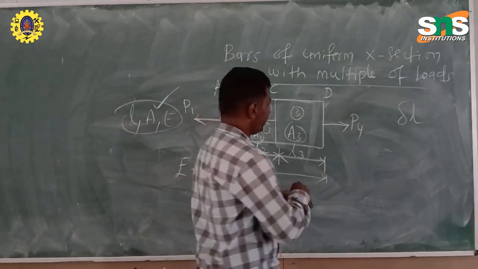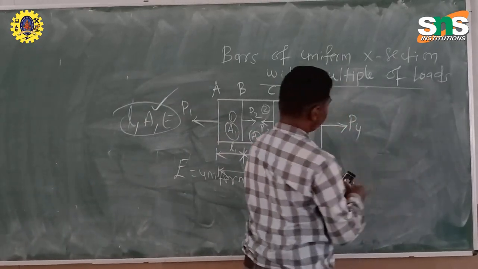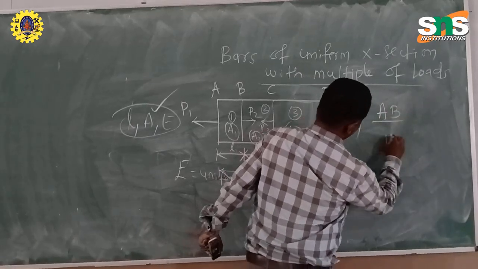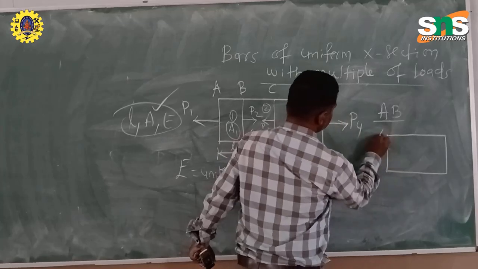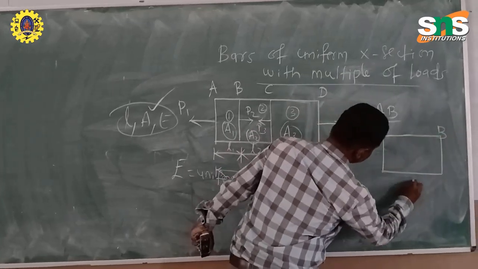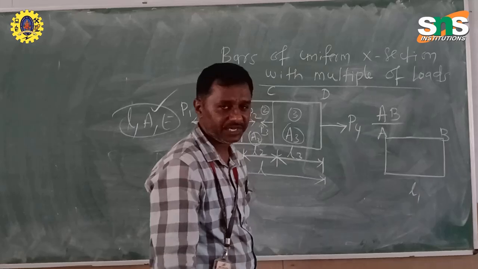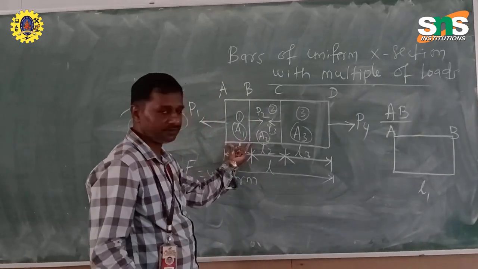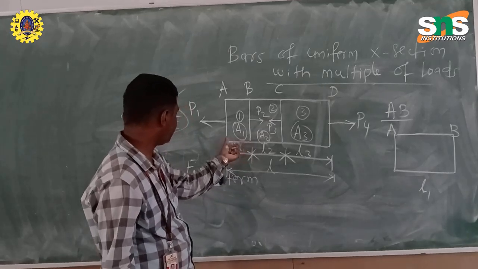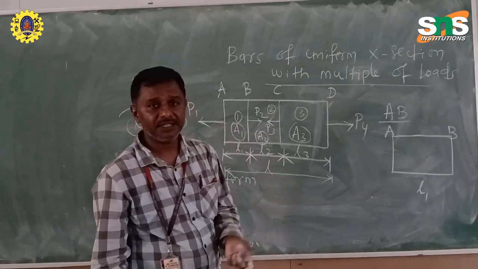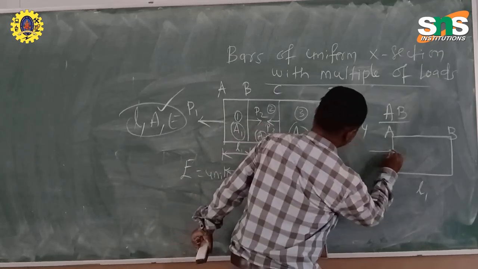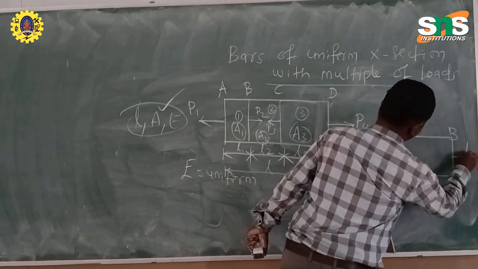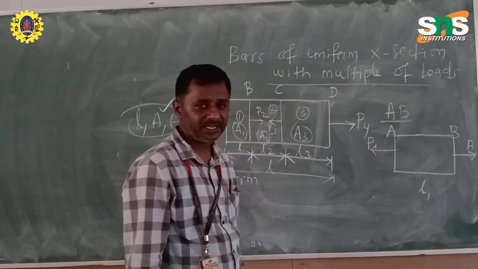So now let's take section AB first. This is A and this is B, the length is L1, the area is A1. And what are the loads? Since it is the left extreme end, one important concept: since it is the left extreme end, you can put the load as it is. Here it is P1. Here also it is P1.